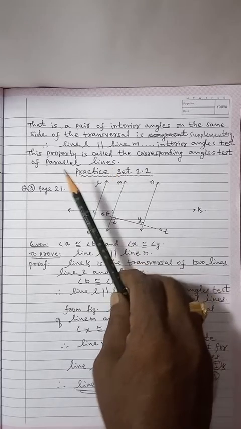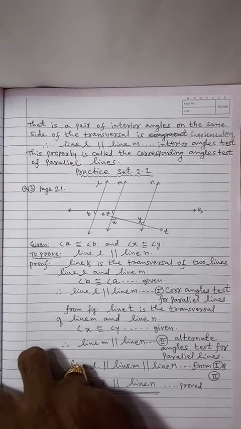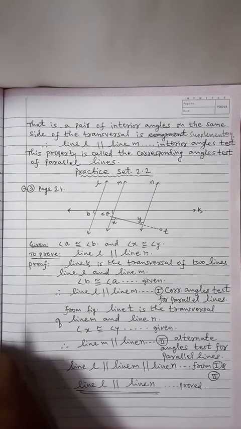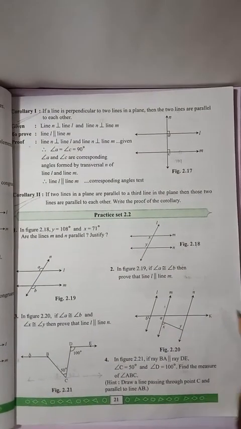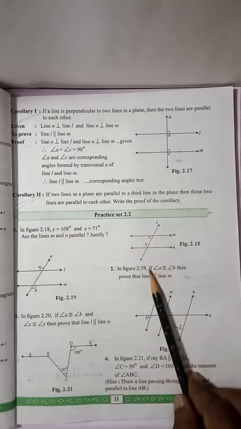Okay, so in all there are three tests of parallel lines. The first one is the interior angles test, the second one is the alternate angles test, and the third one is the corresponding angles test of parallel lines. Now we will go to practice set 2.2. Okay. So here it is, practice set 2.2, question number 1 and question number 2.